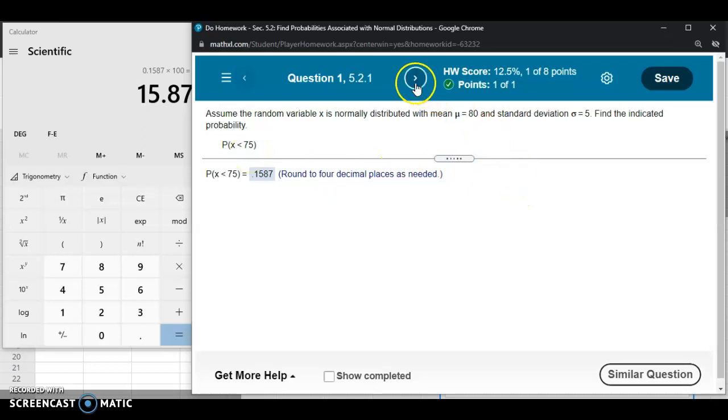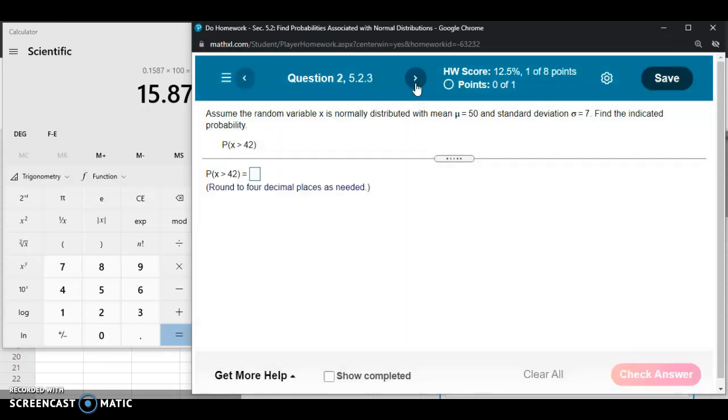So let's go and try another example. I'm going to skip number 2. All right, let's try number 3. It says, assume that a random variable x is normally distributed with a mean of 90 and a standard deviation of 4. And we want to find the indicated probability.